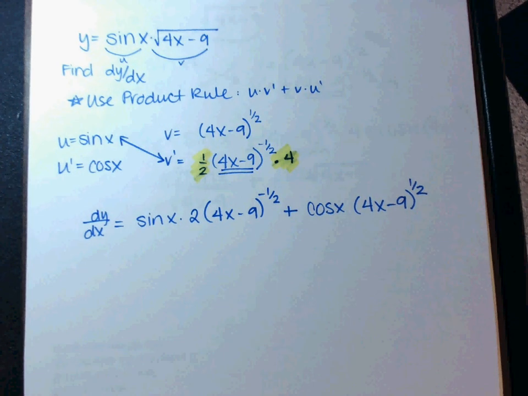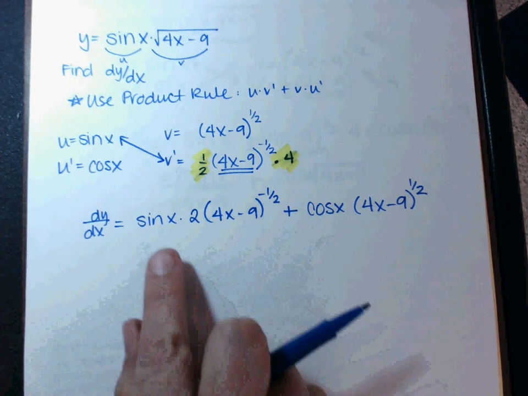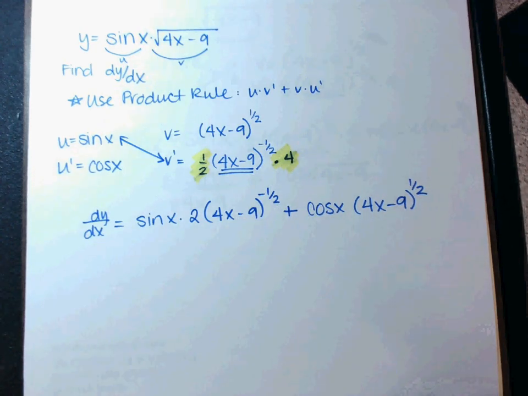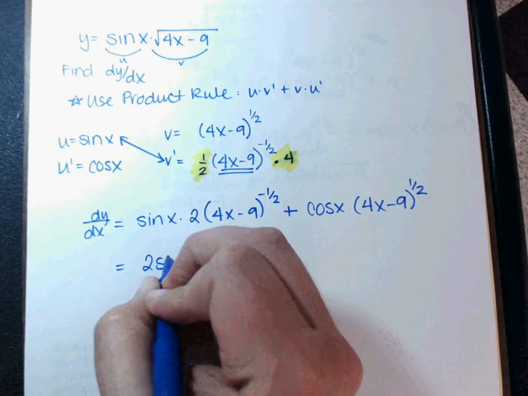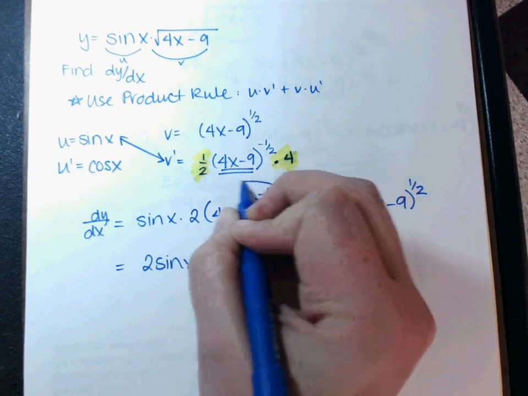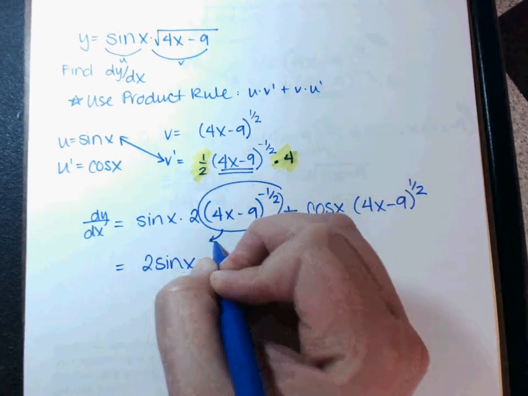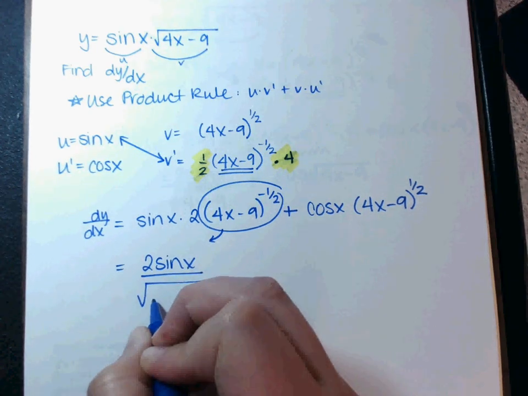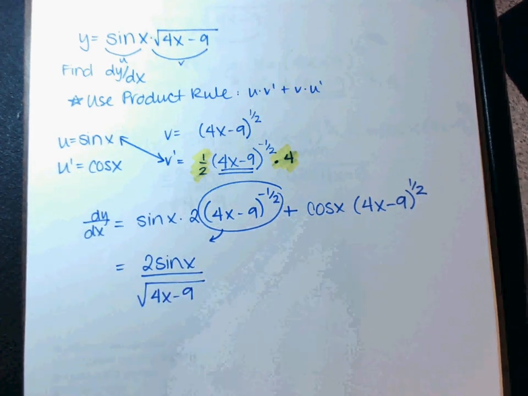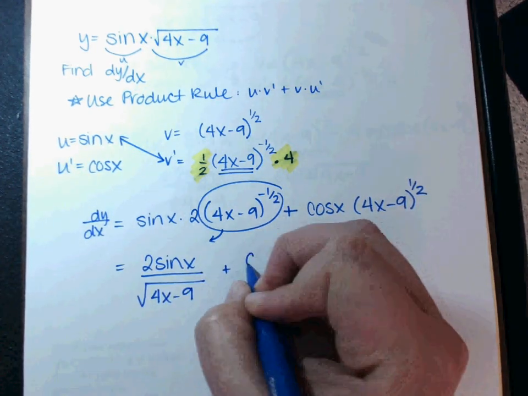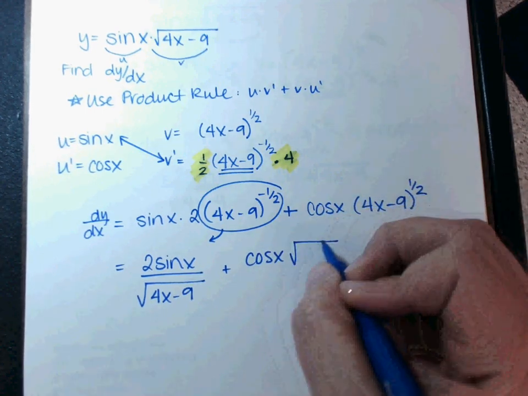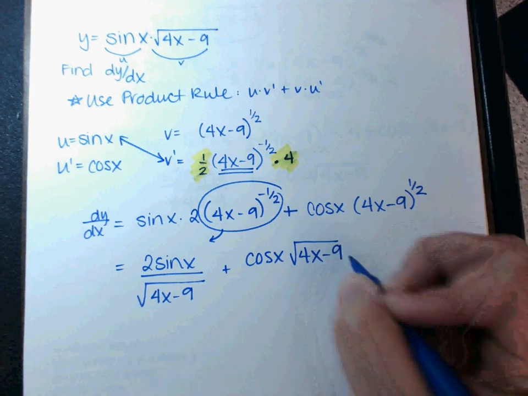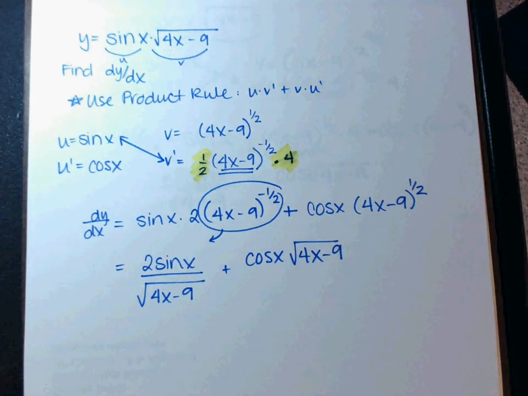So if this was a free response question, that would be good enough. But the problem on your quiz tomorrow is multiple choice. You have to know how to make your answer look like several multiple choice answers. So I would have 2 sine x here, and then if this is to the negative 1/2, I'm going to move that down as 4x minus 9 under a square root. Okay, then plus cosine x, and then if this is like that, it would be 4x minus 9 under a normal square root. Now, the problem is that you need to get a common denominator.